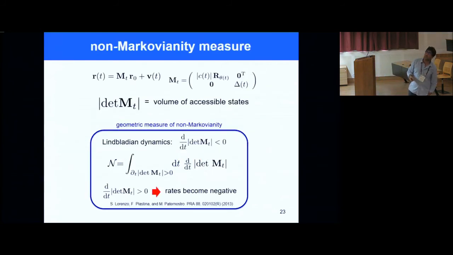Last two slides. So I didn't talk about this so far, but one point about non-Markovianity measures is the idea that given the dynamical map at all times, you can associate this with a single positive number, which if it is zero, means the dynamics is Markovian. If it is positive, then the dynamics is non-Markovian. There are many possible ways to define this in the literature. What is the most suitable in this case is the so-called geometric measure of non-Markovianity. This is very easy to introduce.